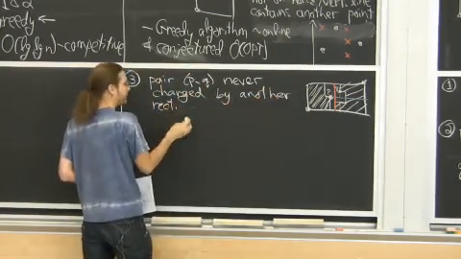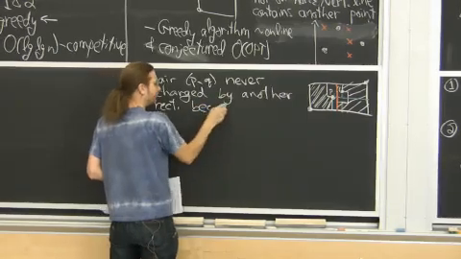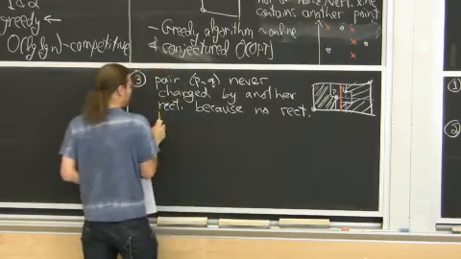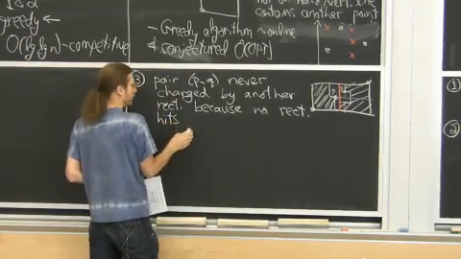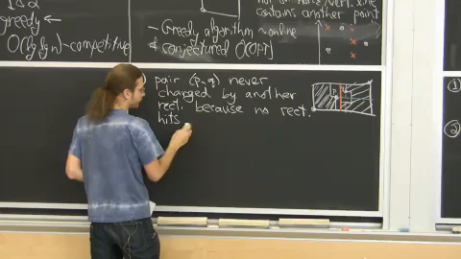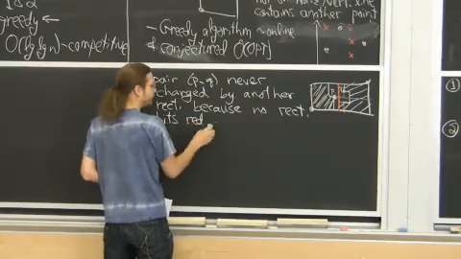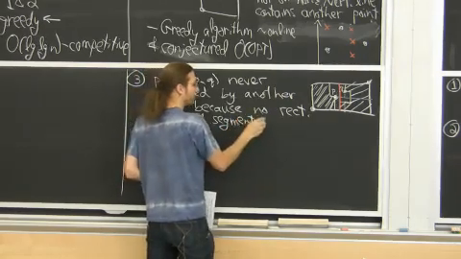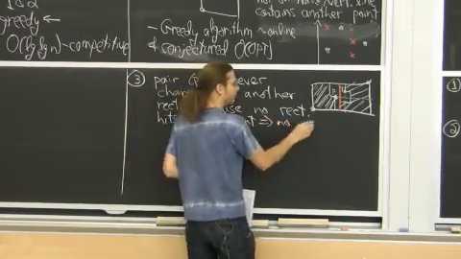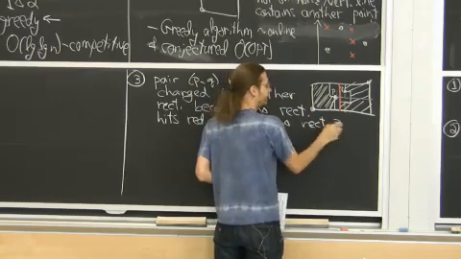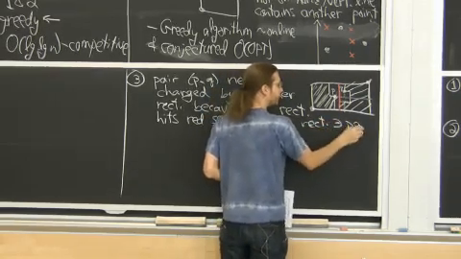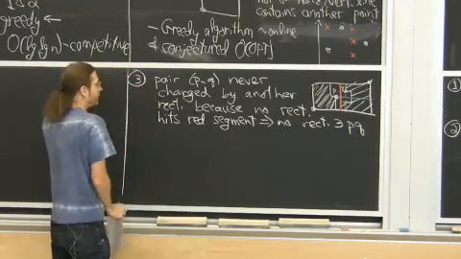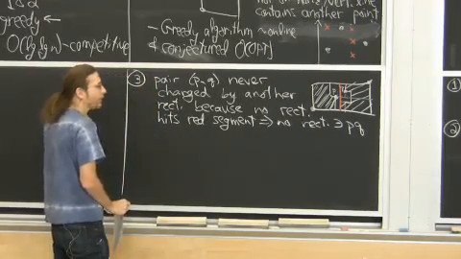Never be charged by another rectangle, because no rectangle hits the red thing. So no rectangle contains the segment PQ, the horizontal segment PQ. Okay, so this is almost what we want.